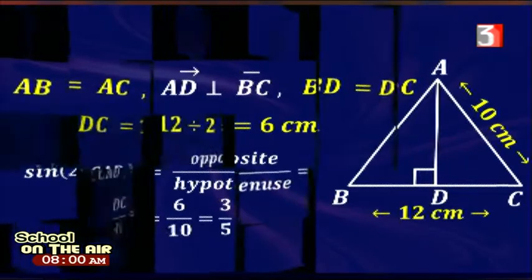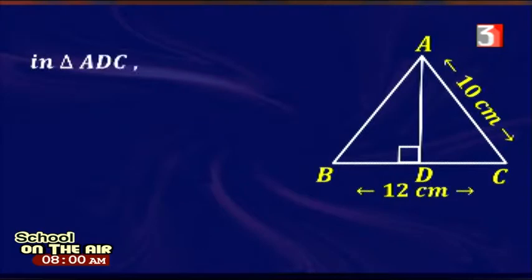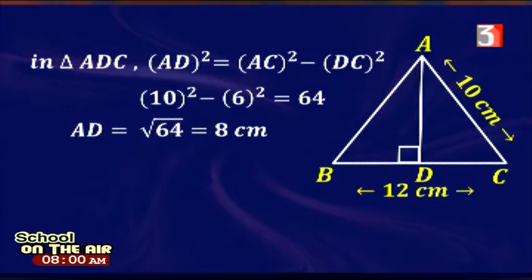Then, in triangle ADC, you are going to notice that AD to the power of 2 equals AC to the power of 2 minus DC to the power of 2, which is equal to 10 to the power of 2 minus 6 to the power of 2, to give a result of 64. By taking the square root of both sides of the equation, AD equals square root 64, to obtain a result of 8 centimeters.